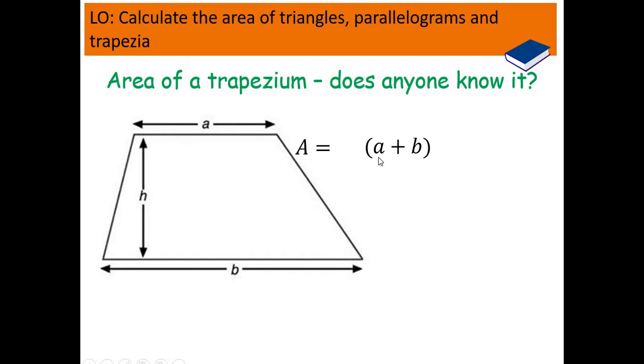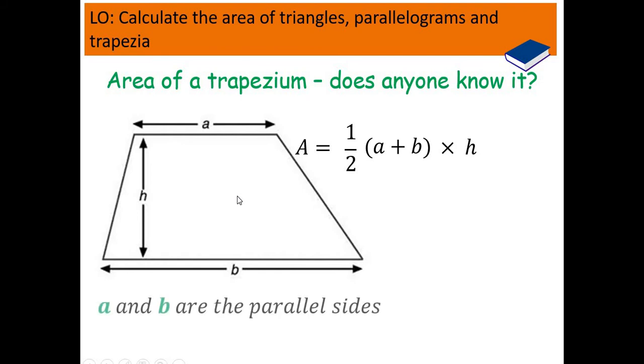So we take our two parallel sides, A and B, add them together and half them. And once we have that, we multiply it by the height, the perpendicular height running up here. So A and B are the parallel sides. H is the perpendicular height.